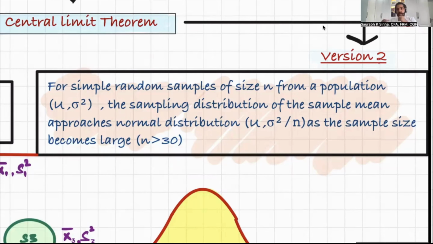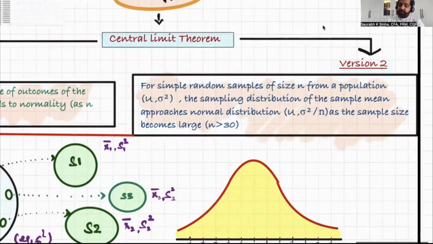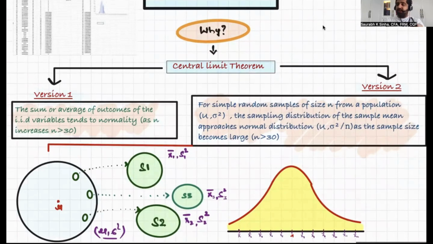When you read it, it is very difficult to understand the essence of what it is saying. So we'll try to help you understand version 2 of the central limit theorem. For version 2, first of all, you have to take a population distribution. So this is your population.